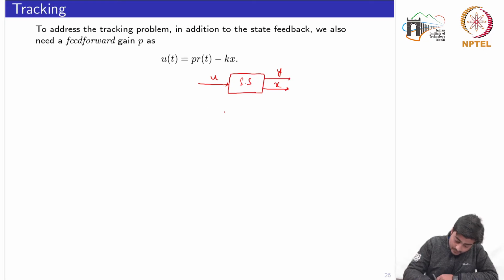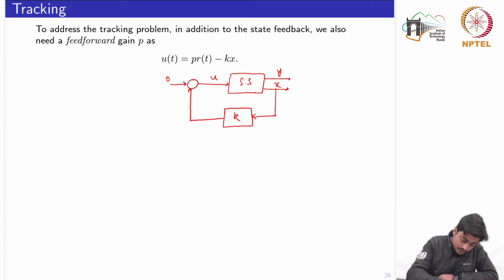So far we have considered the design of the state feedback controller by considering K, taking the feedback from X and putting it back to the state space system. Let's say for example, let's put it R of t. So this would be plus and minus. So here U would become R of t minus K times X.